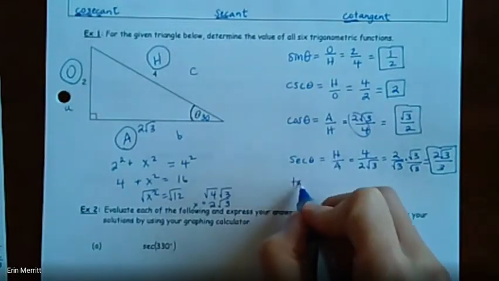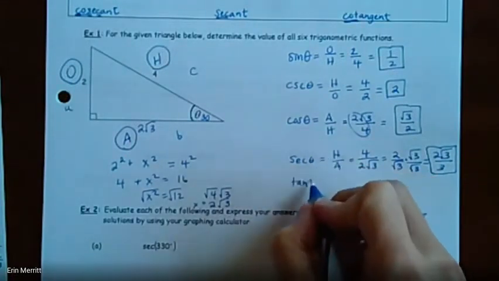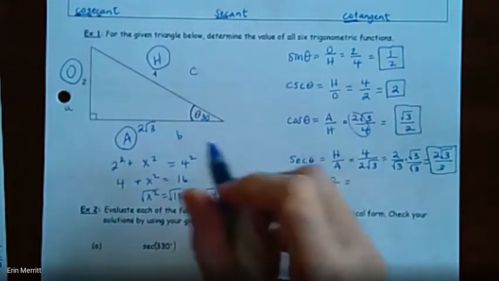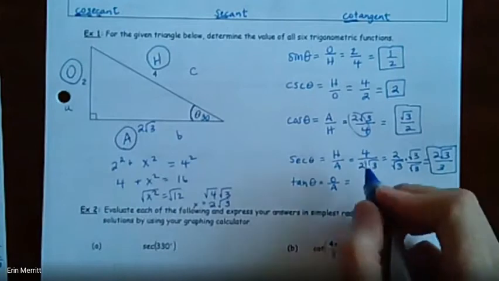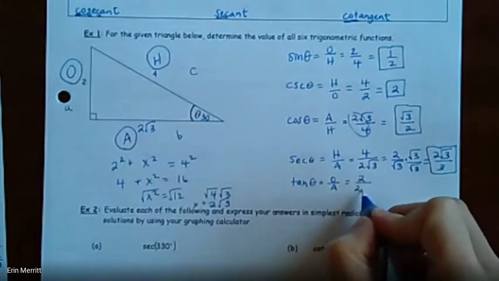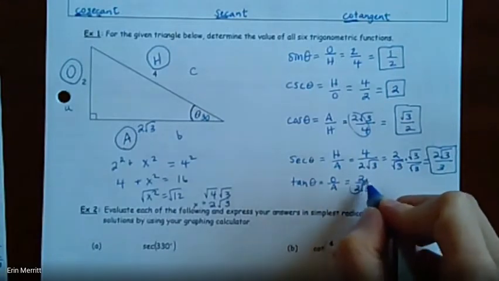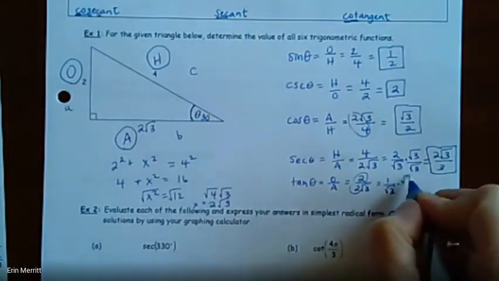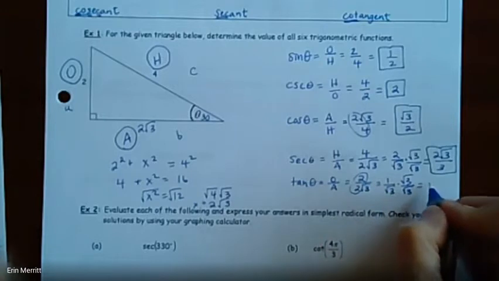Last ones, we've got tangent. Tangent is opposite over adjacent. So the opposite side over the adjacent side would be 2 over 2 radical 3, which simplifies, and I get 1 over radical 3. And then, yes, you have to play the game of rationalizing it.